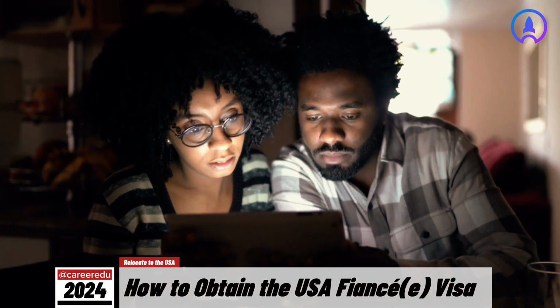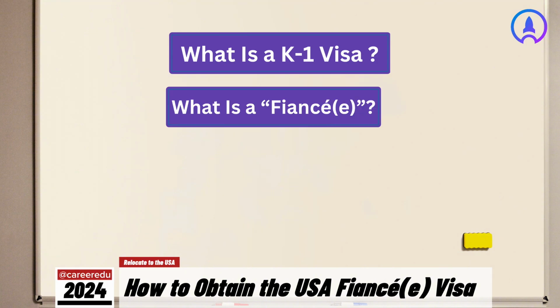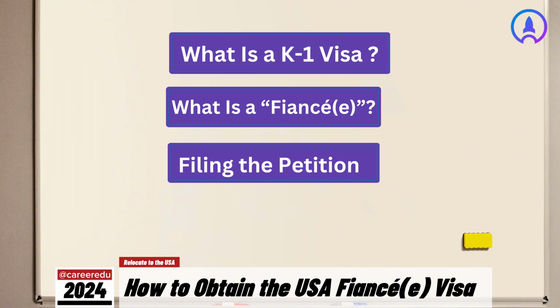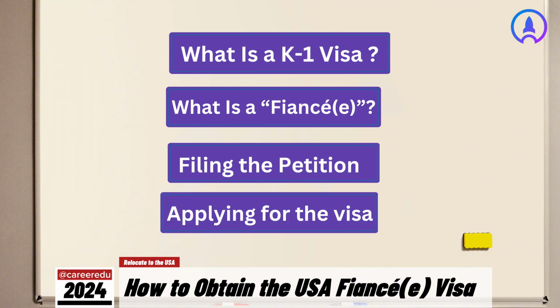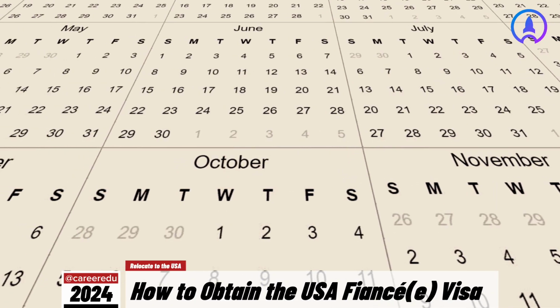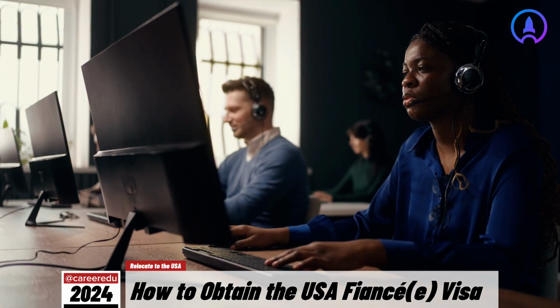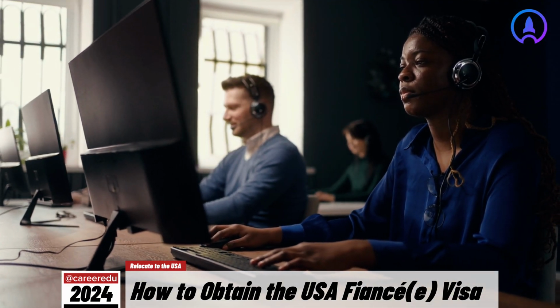In today's video, we will explore: 1. What is a K-1 visa? 2. What is a fiancé? 3. The first step, filing the petition. 4. The second step, applying for the visa. 5. Required documentation. 6. How long will it take to get the K visa? 7. What are the fees for the processing? And how can Career Edu help you on this journey?